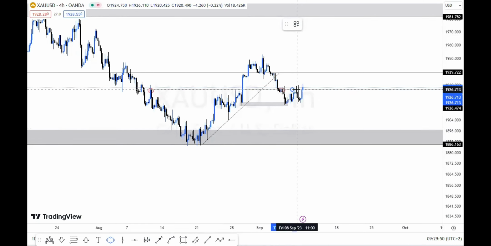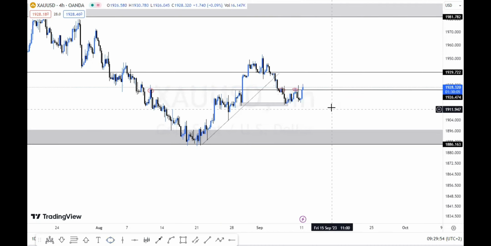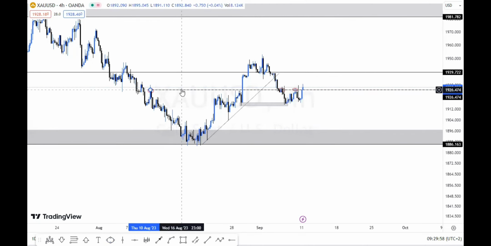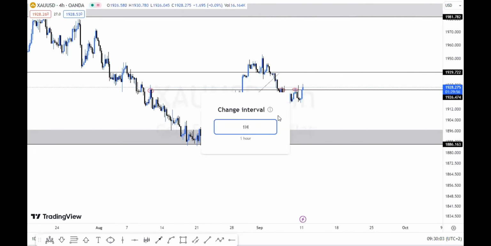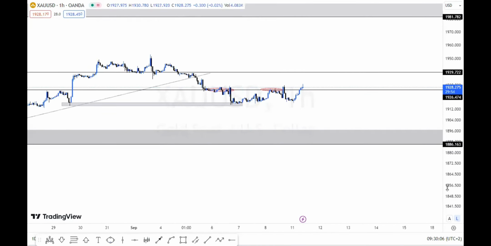And then price is now playing around the area, and the price, as you can see with the current candle, actually opened above this zone, this significant zone. So we don't know what it's going to do. If you go to the 1 hour, this pretty much looks like a range.